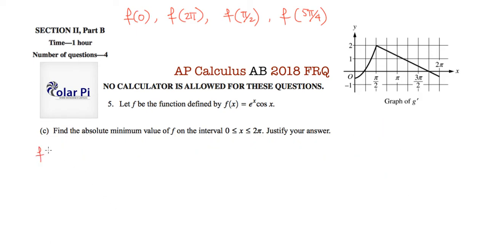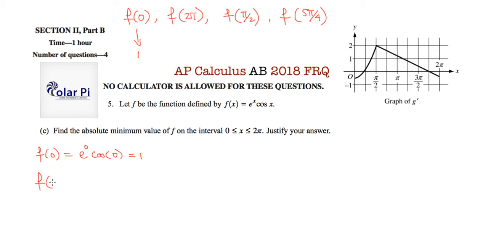So f of 0 would equal, we've got to go back to f now, not f prime. So f of 0 will equal e to the 0 times cosine of 0. Cosine of 0 is 1, e to the 0 is 1, so this is just 1. And then now let's look at f of 2 pi.